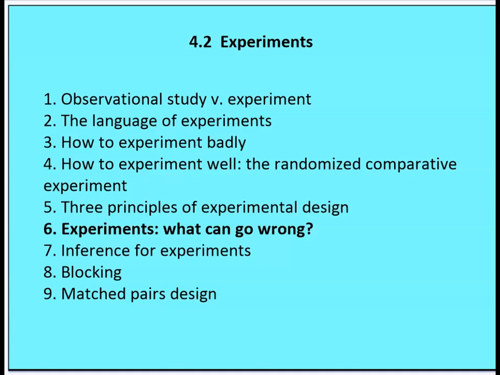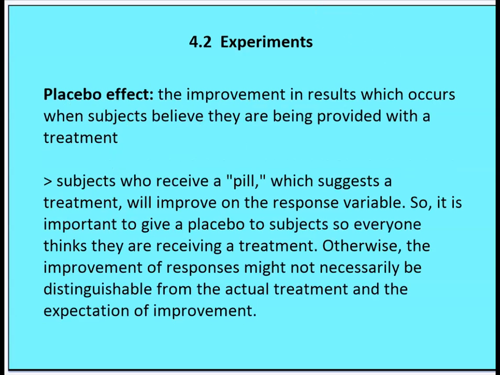Okay, this brings us to number 6. What can go wrong with an experiment? All right, so placebo effect. The placebo effect says that sometimes if subjects believe that they're being provided with a treatment, then the improvement is going to occur just because they think that they should be improving. So subjects who receive a pill which suggests a treatment will improve on the response variable, even though the pill itself is benign. So it's important to give a placebo to subjects so everyone thinks they're receiving a treatment. Otherwise, the improvement of responses might not necessarily be distinguishable from the actual treatment and the expectation of improvement.